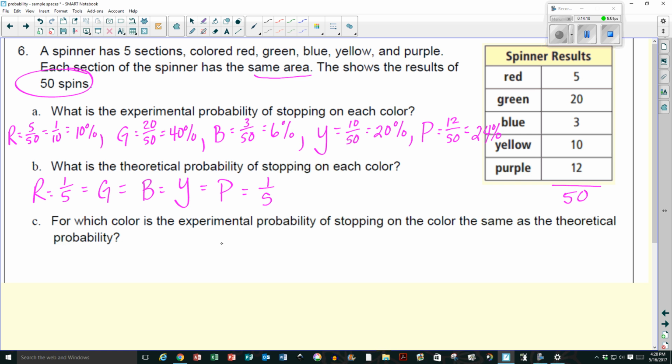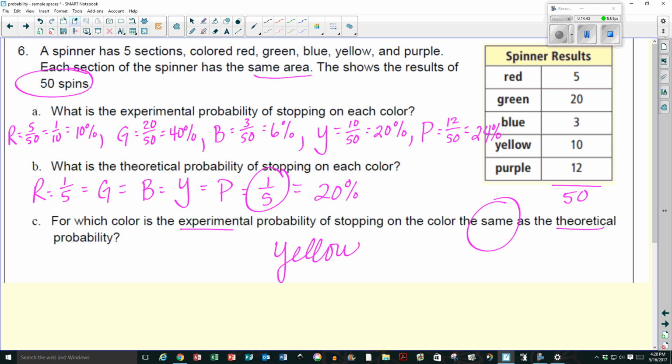So for which color is the experiment and the theory the same? So theory and experiment. Well, 1 out of 5 is 20%. So what was the only other color that got 20%? So yellow has the experimental and theoretical probability that equaled the same in this experiment. It could be different for another experiment. You could do your own and it could come out to be completely different.